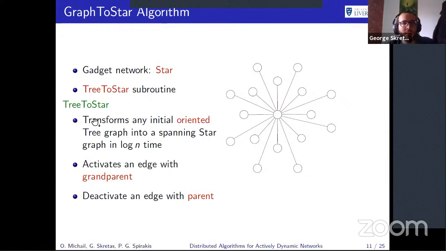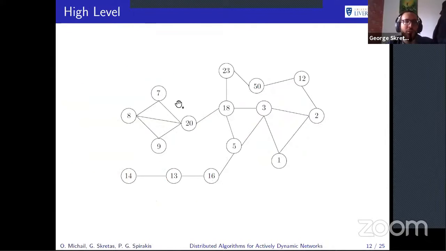And no matter what initial oriented tree we are given, we can do this in log n time. So this is what we're going to use. Now, I'm going to do this description from a higher level because it is easier to explain.